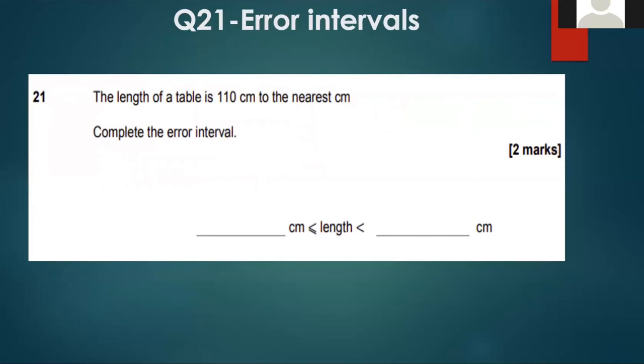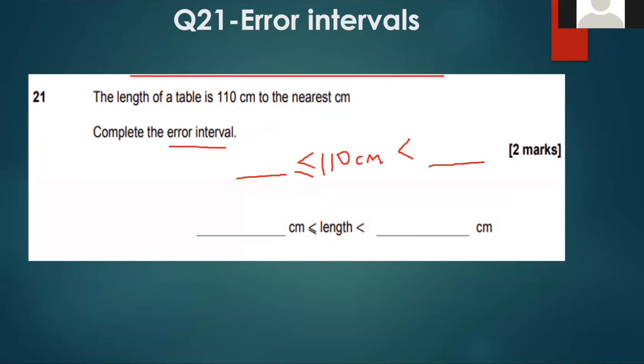Okay, question 21, guys. The length of a table is 110 centimeters to the nearest centimeter. Complete the error interval. So this question looks at the upper and lower bound, guys. So when I round 110 centimeters to the nearest number, what I'm trying to find is the smallest number such that when I round that number or decimal, I'm going to get 110. So make sure that we remember that when it's 5 or more, I'm going to round up, and then when it's less than 5, I'm going to round down.